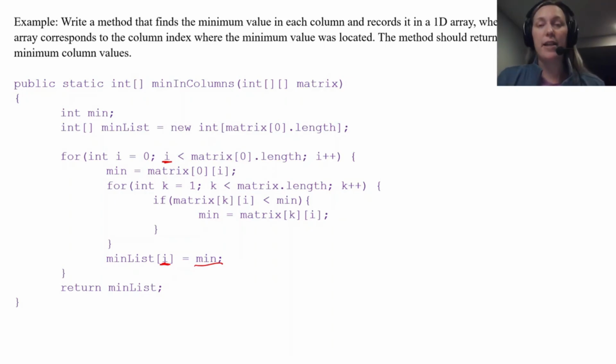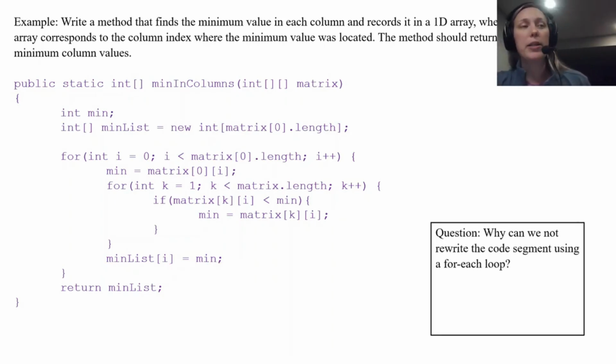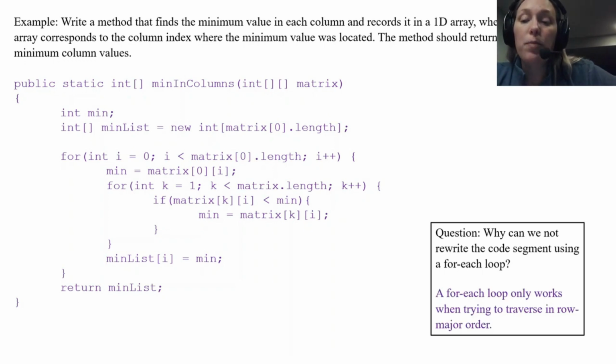A lot of good stuff. I want to bring up one thing real quick, because I always get someone asking this question: why did we not use for each loops in all of these? Why can we not rewrite all of this code, or this one, for example, using a for each loop? Remember that a for each loop, one, only works when trying to traverse in row major order. That is very important to note. So you can't write a for each loop any other way. In this example, we wanted to go through by column, and there's no way to write a for each loop to go through columns. You can only go through rows.